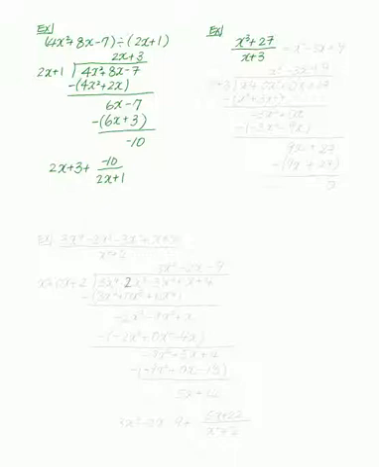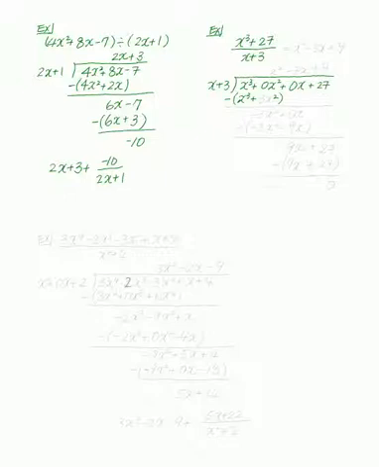Now, this one's a little bit weird. Notice in the numerator I have x to the third, and I don't have an x squared or an x to the first power. I'm going to have to fill those in with zeros. So on the outside, I'm going to have x plus 3. On the inside, I'm going to have x to the third power plus 0x squared plus 0x plus 27.